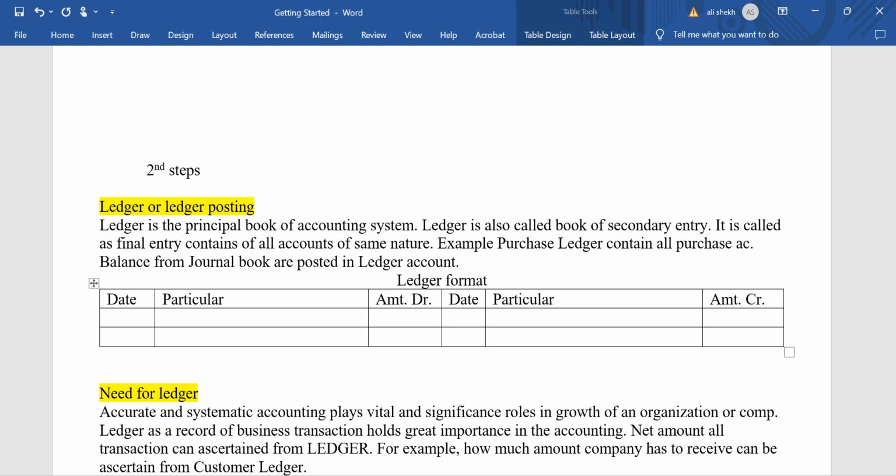So the example of ledger is given below. Date, particulars, debit amount; date, particulars, credit amount.